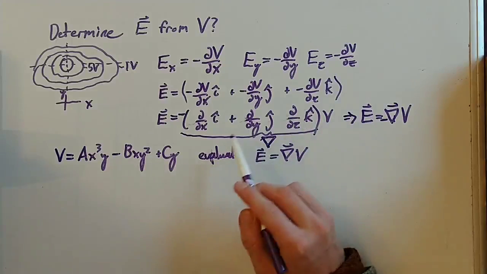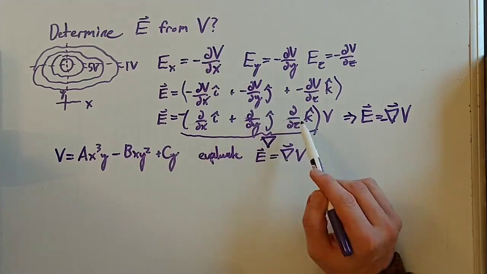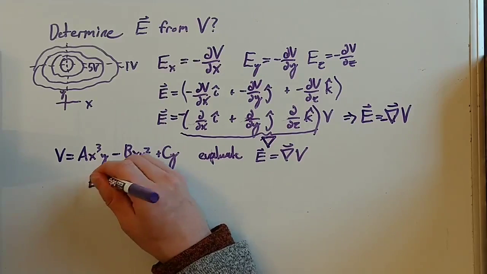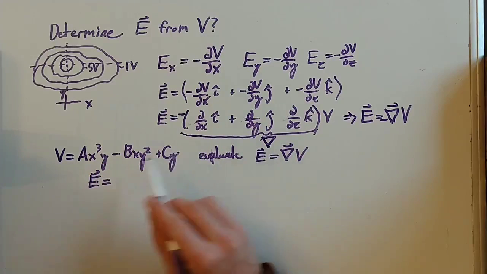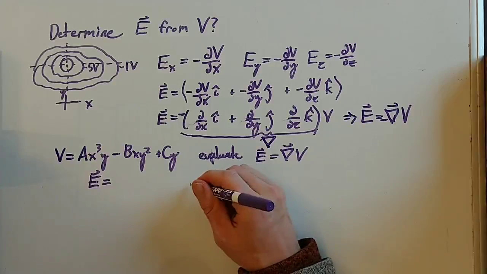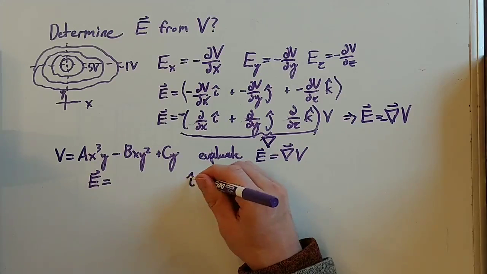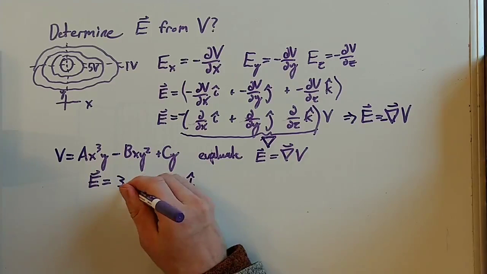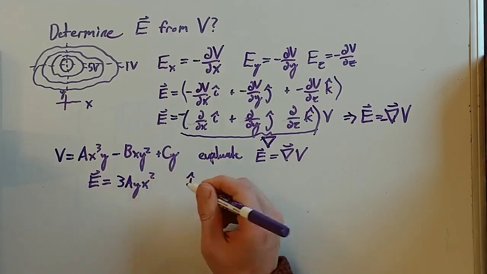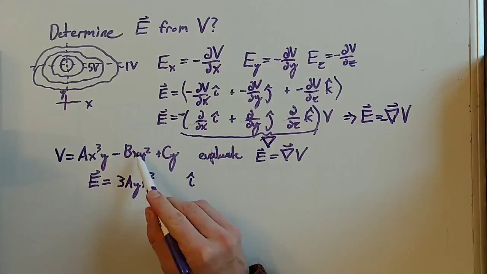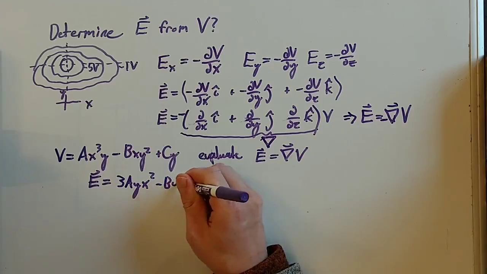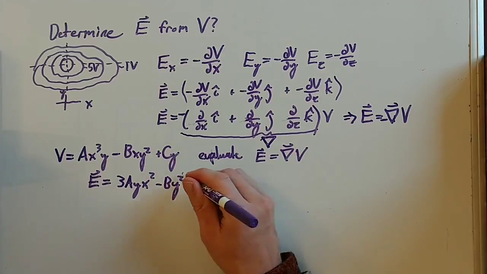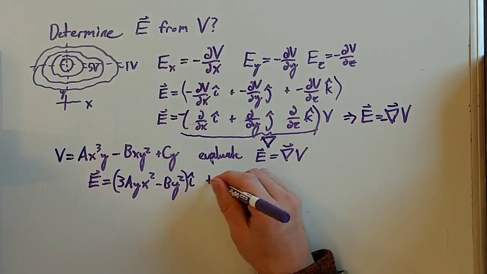Remember, grad says take the partial derivative in each direction, and call it the i hat, j hat, k hat part. So E is this grad operator operated on this function. First, in just the i hat direction, I need to take the derivative with respect to x. That makes this 3 a x squared y. The derivative with respect to x here is minus b y squared. And the derivative with respect to x of c y, well, there are no x's there, so that's just a constant, so that's 0. So now I have an i hat part.